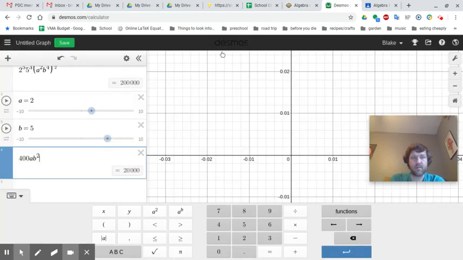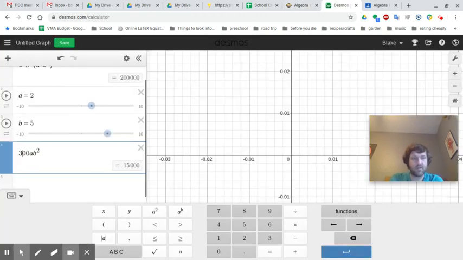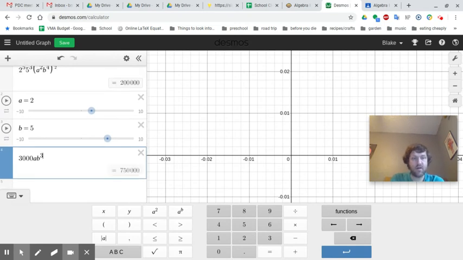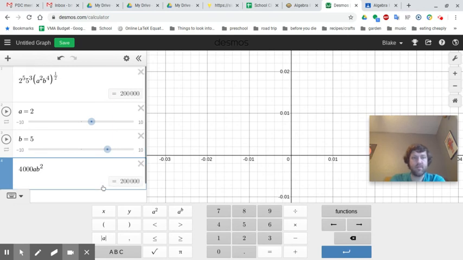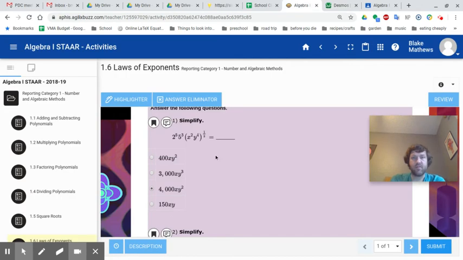3,000 xy to the third. Let's just jump in here and change it. 3,000 a b to the third. Notice it's just easy if you just change what you already typed. It's a little easier to do that. Not correct. 750,000, 200,000, not the same. 4,000 a b squared. And there we go. Same value in our answer. So that's the answer for the first one.